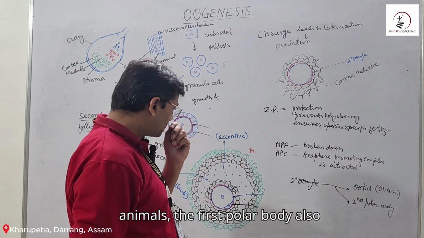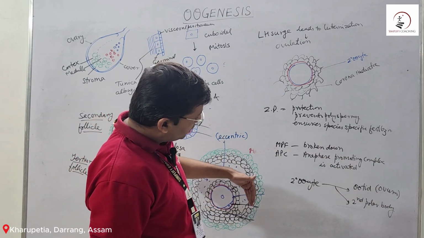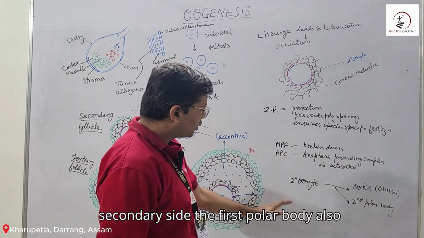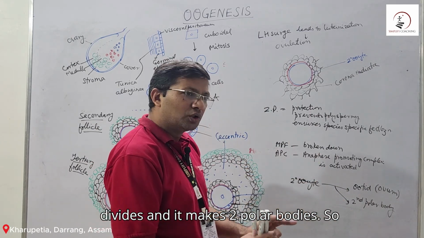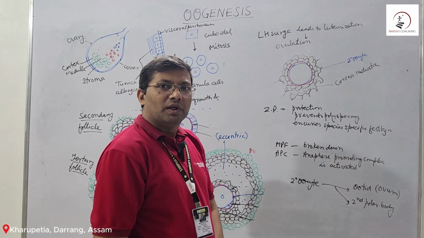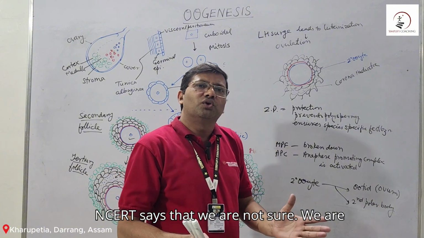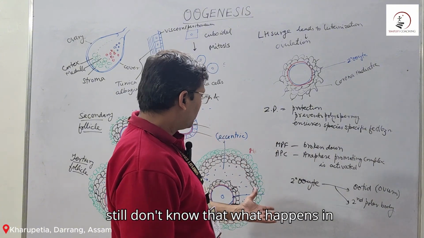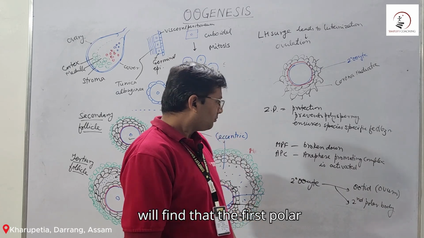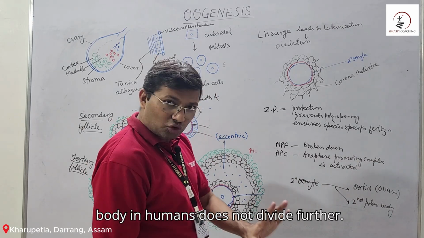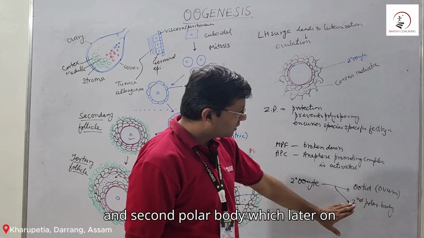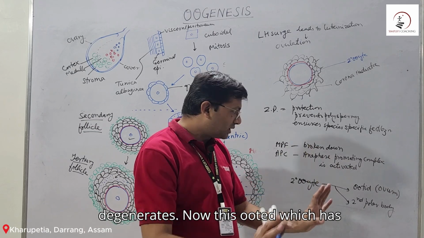In some animals, the first polar body also continues the division, and along with the secondary oocyte, the first polar body also divides and makes two polar bodies, so there are a total of three polar bodies. NCERT says that we are still not sure what happens in humans, but in most textbooks you will find that the first polar body in humans does not divide further. So humans have only the first polar body and second polar body, which later on degenerate.